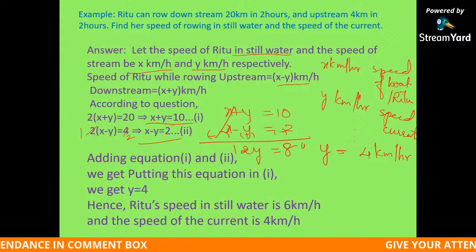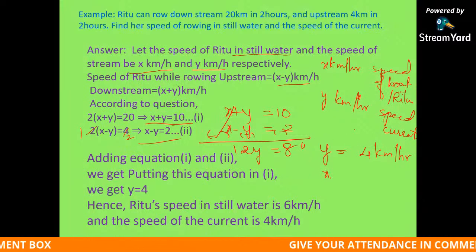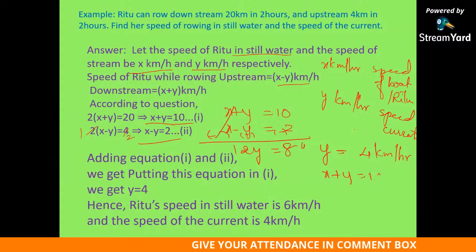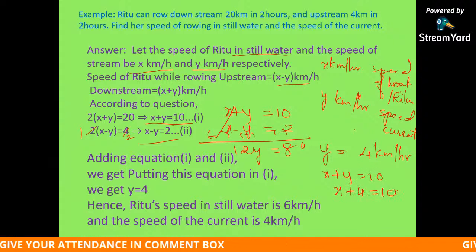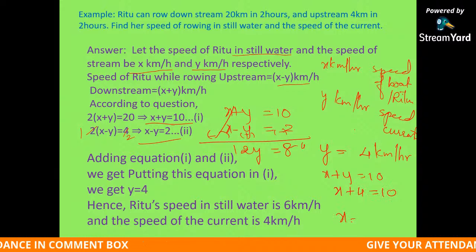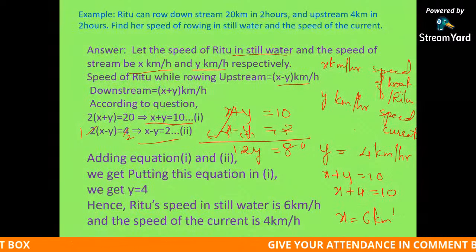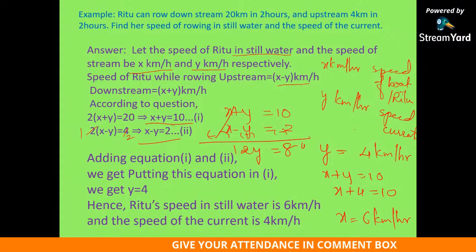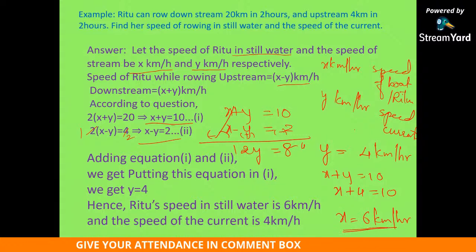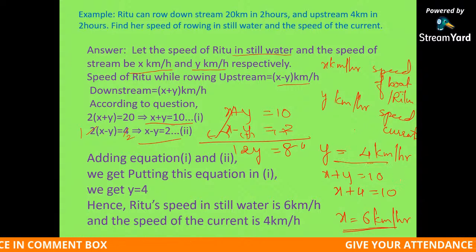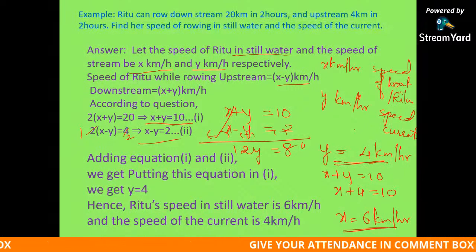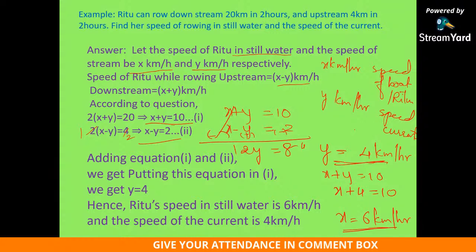Using this one, we can solve for x. x plus y is equal to 10. Then x plus 4 is equal to 10. Then x is equal to 6 kilometers per hour. This is the speed of the boat in still water, and this is the speed of the current or stream, right?